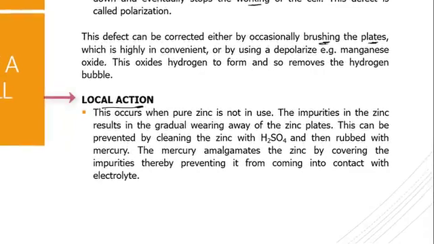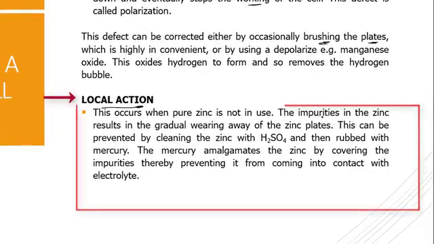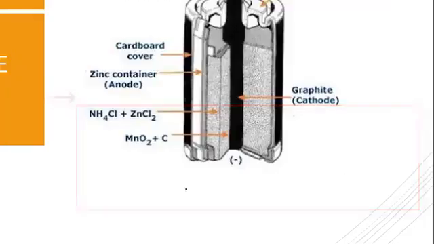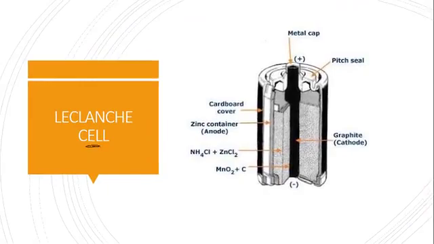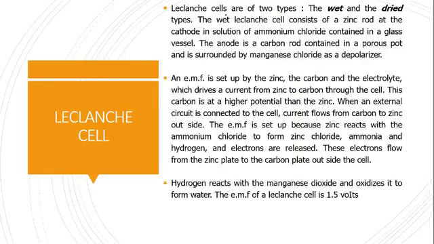Then local action simply refers to the presence of impurities, which can lead to the gradual wearing away of the zinc plates, especially if the electrode, the zinc, is not always in use. It can be prevented by cleaning the zinc with hydrogen tetraoxosulfate (sulfuric acid) and then rubbing it with mercury, which prevents it from coming into contact with the electrolyte. So this is an example of a simple Leclanche cell. Take time to go through this diagram and study it very well.